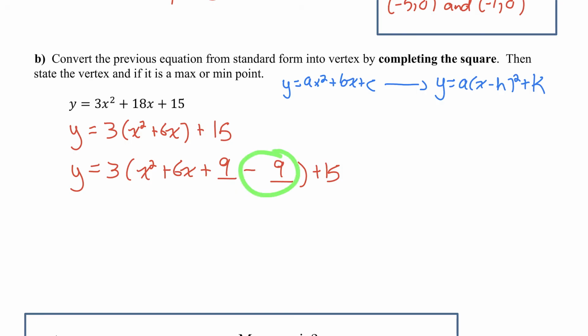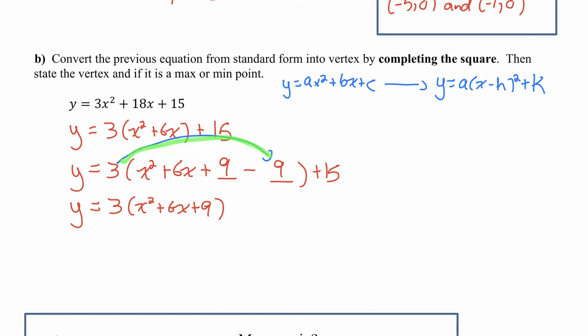We don't want the negative 9, we just had to put that to keep the equation equivalent. So we'll get it out of the brackets by multiplying it by the 3 that's in front. So that leaves us with 3 times x squared plus 6x plus 9, which is the perfect square trinomial. And then 3 times negative 9 is negative 27. When we factor the quadratic that's in the brackets, the numbers that multiply to 9 and add to 6 are 3 and 3. So it would factor easily to x plus 3 times another x plus 3, which I could just write as x plus 3 squared. And then negative 27 plus 15 is negative 12. So there's my vertex form.